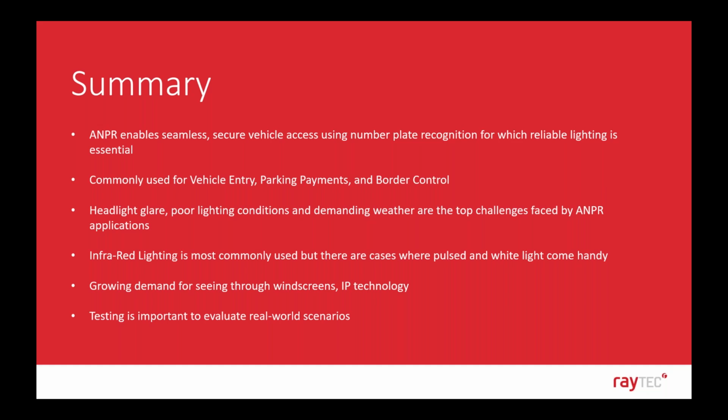So to quickly wrap up, ANPR is transforming access control, but lighting is ultimately what makes it work. Infrared is the standard, but white light and pulse can be vital in the right context. We've seen a lot of new technologies over the previous four or five years or so, cloud systems, in-vehicle analytics, looking at different parts of the vehicle, but all of these mean lighting is more important than ever. And if you take one thing away from today, it's test your lights thoroughly, alongside your cameras.